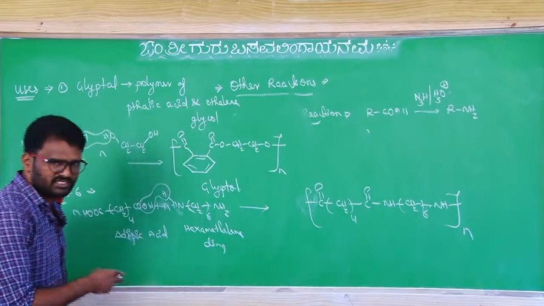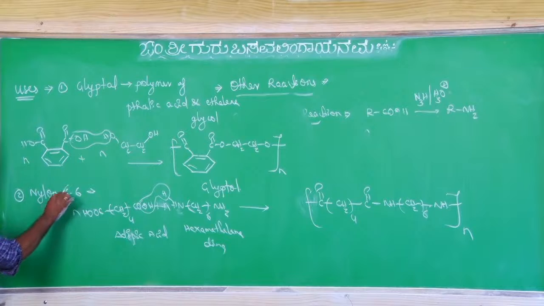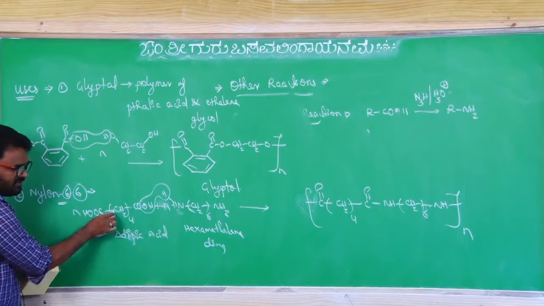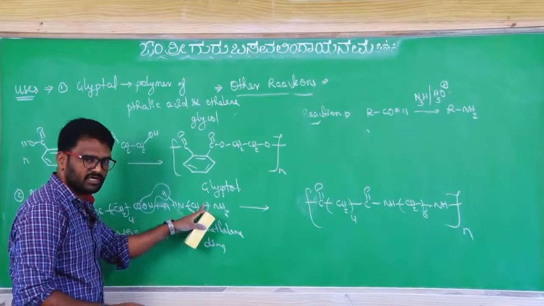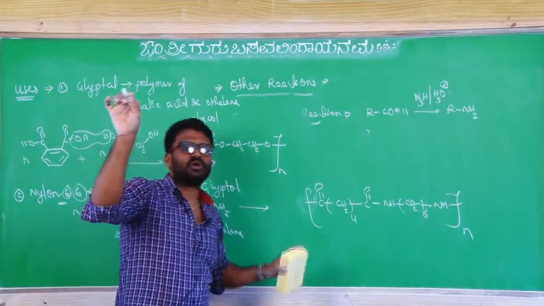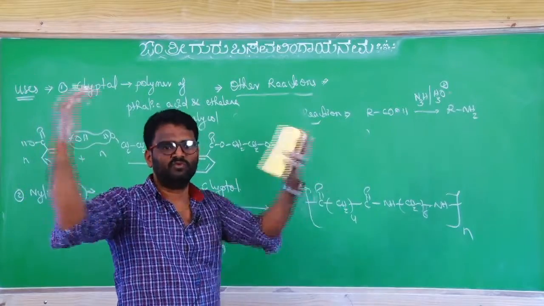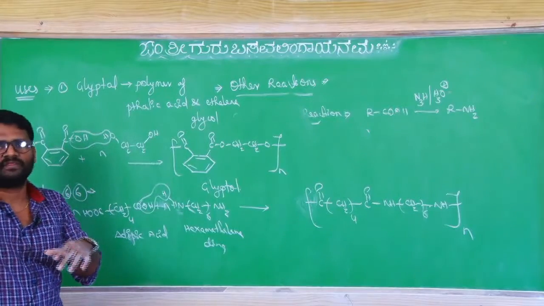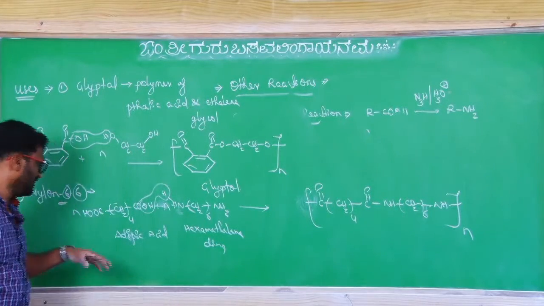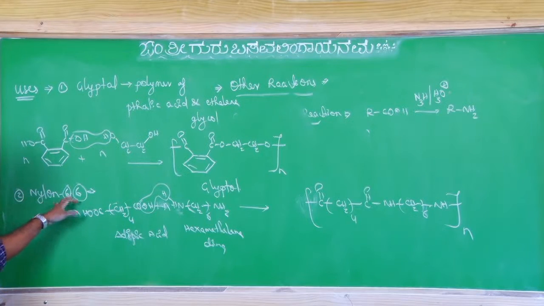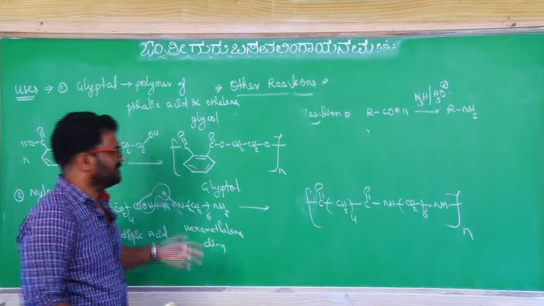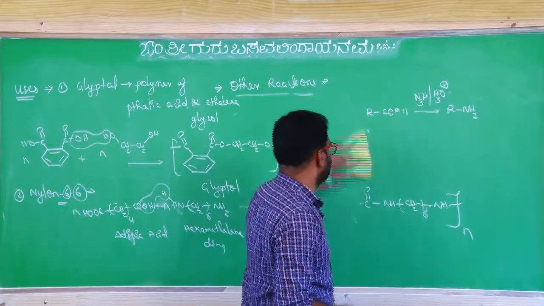What does the 6 mean? The 6 indicates the carbon number. In this there are 6 carbons, and here also 6 carbons. So in the polymer, 2, 4 means 2 carbon and 4 carbon monomers combining. Nylon 6 means only one 6-carbon monomer undergoes polymerization, like caproic acid. Nylon 66 means there are 2 monomers with 6 carbons each. The number indicates the carbon number.